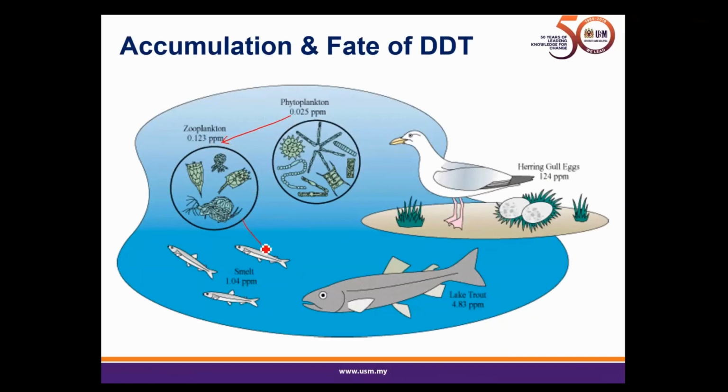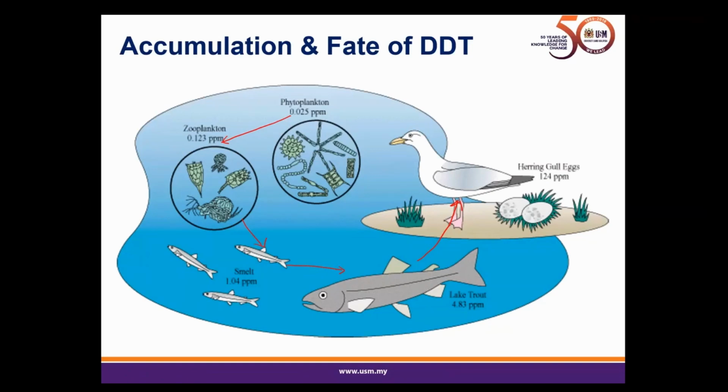ppm to 1.04 ppm, and then to 4 ppm, and then suddenly the concentration increases to 124 ppm. So this shows that the concentration of DDT increases up the food chain. This is what we call biomagnification.